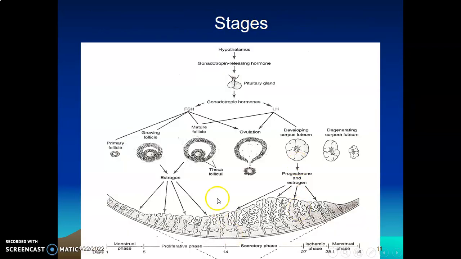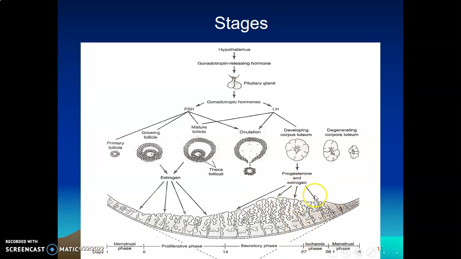So after ovulation has occurred, this is ovulation. After 14 days, if there is no fertilization, this thickening or buildup of the uterine wall that was already there in the endometrium, if there's no fertilization, corpus luteum stops producing progesterone. So there's no need to support the endometrium.